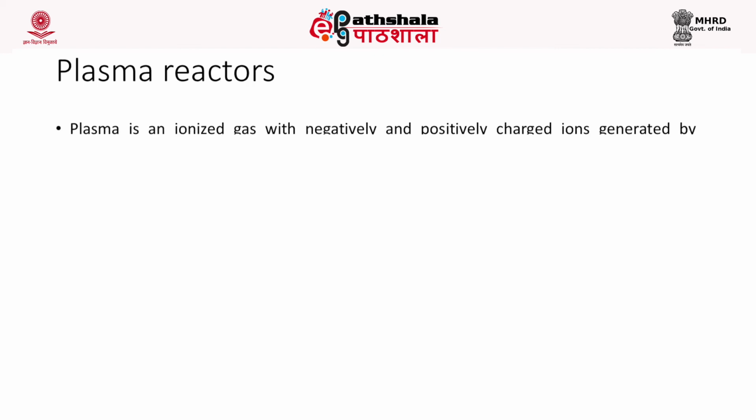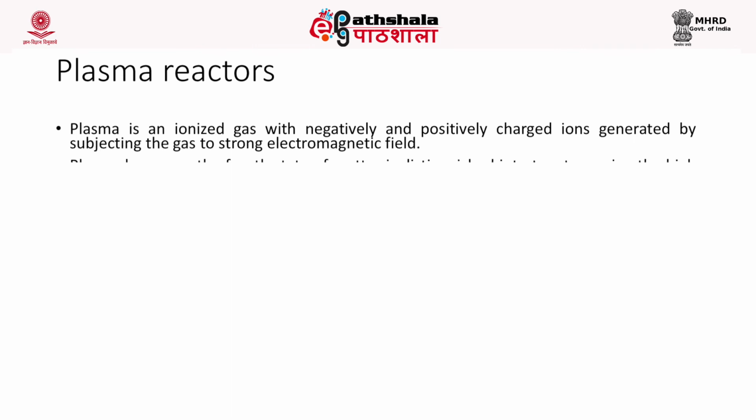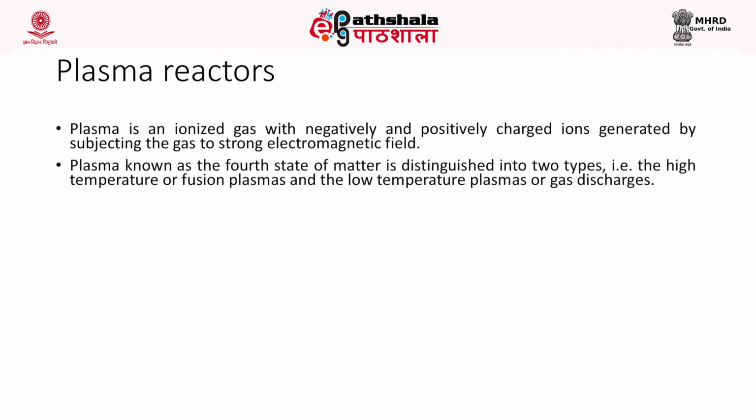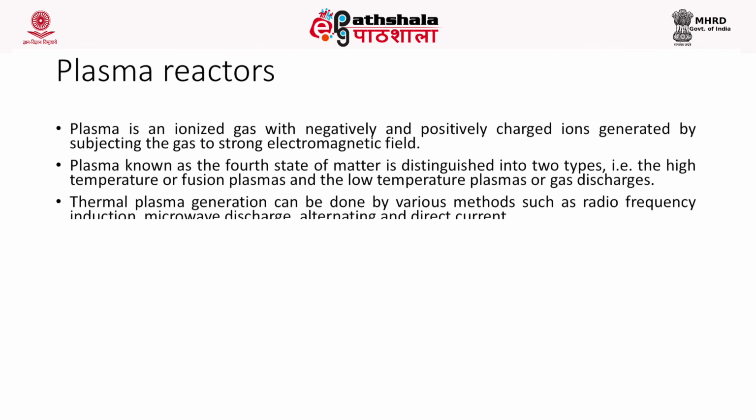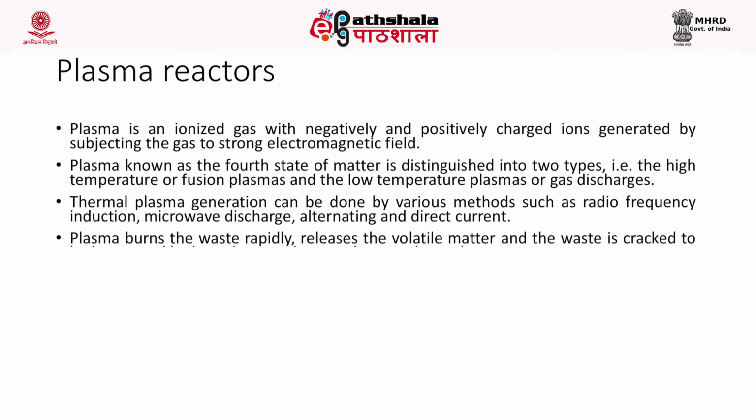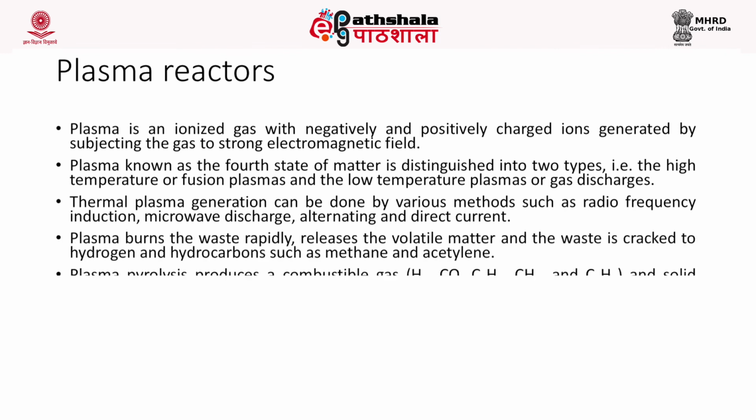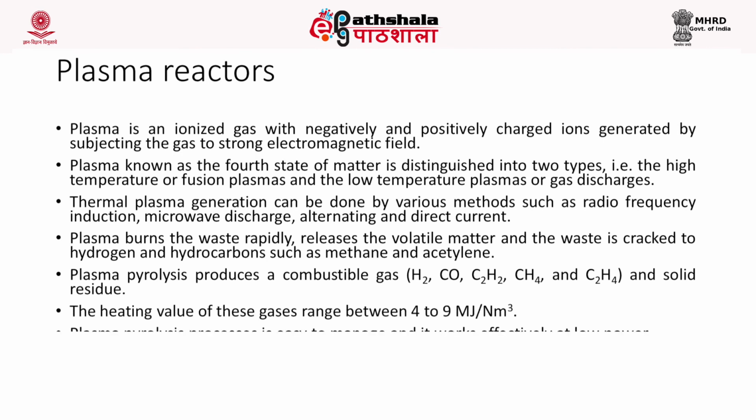Plasma reactor, again, plasma is used for destructing the waste. Now, plasma is nothing but an ionized gas with negatively or positively charged ions and generated by subjecting the gas to a strong electric field. Now, plasma is considered as a fourth state of matter and it is of two types: the high temperature or fusion plasma and the low temperature or gas discharge plasma.